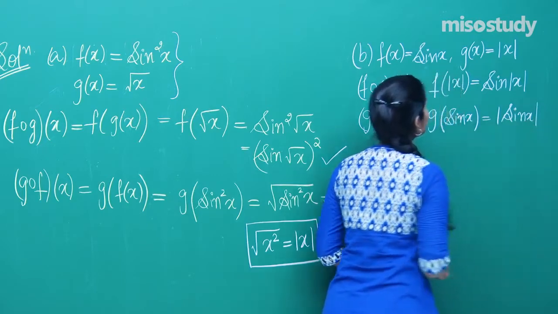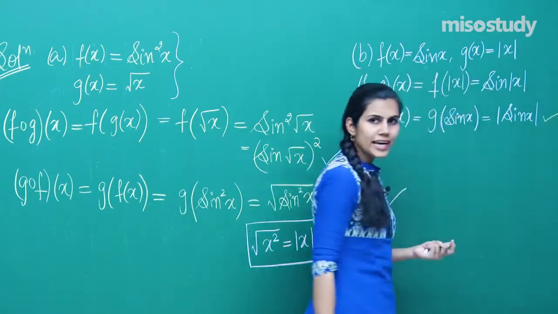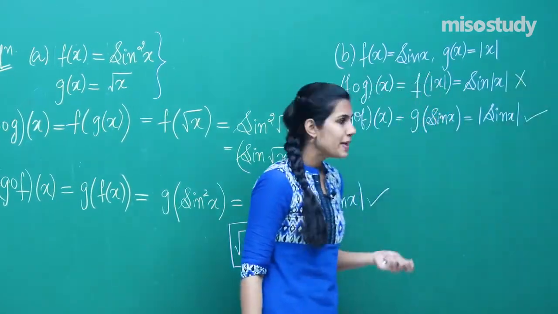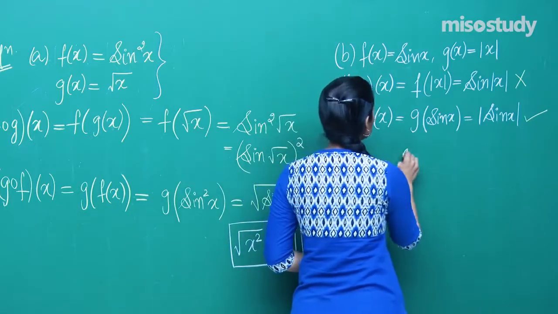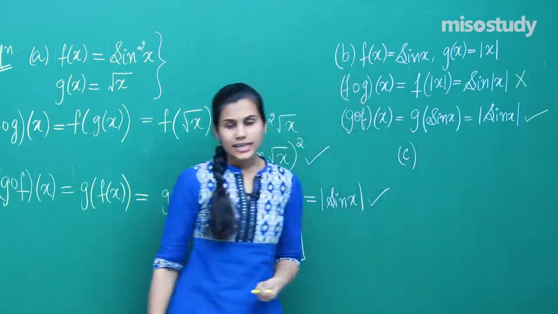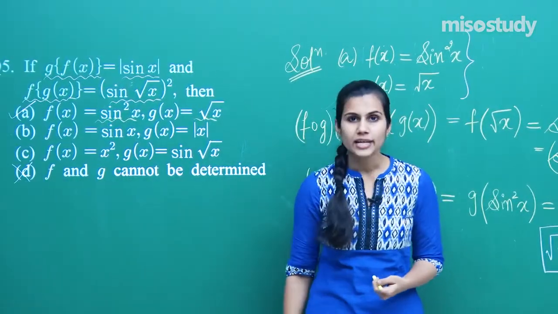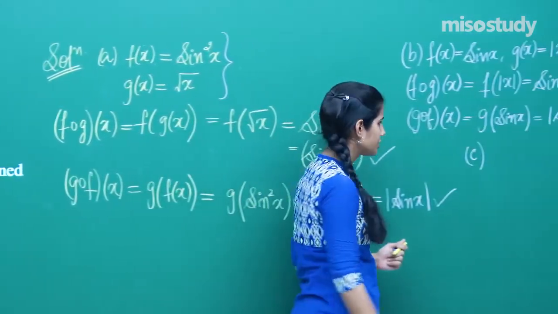So yes, this f and this g are definitely giving the GOF that I want, but they are not giving the FOG that I want, and therefore this cannot be the correct answer. If I talk about C, C says f is x square and g is sine of root x. Let's see if they give you the correct answer or not.